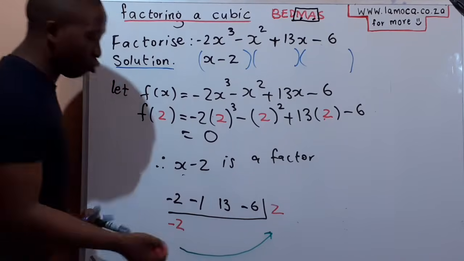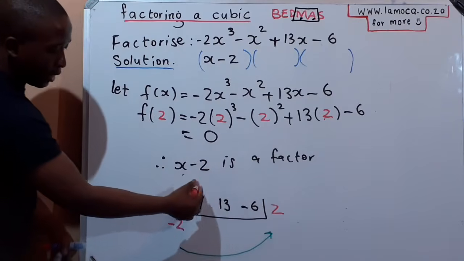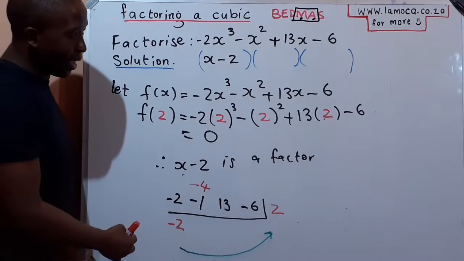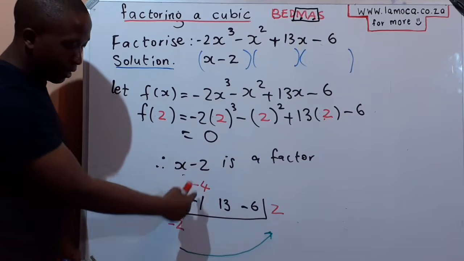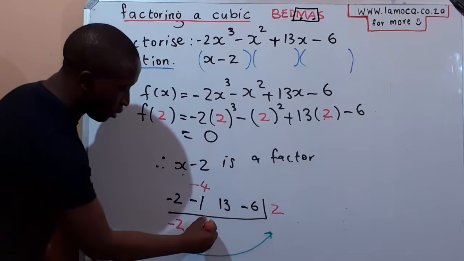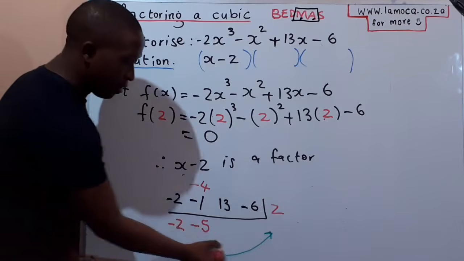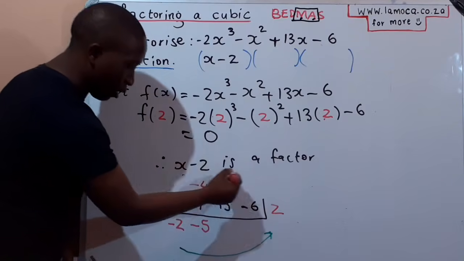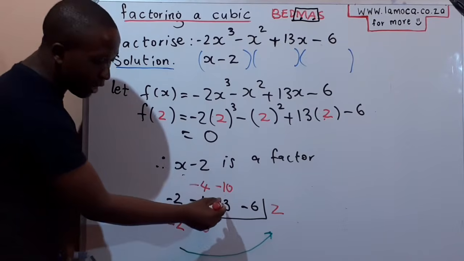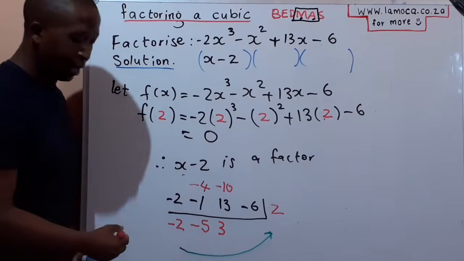-2 multiplied by 2 gives us -4. That -4, I'm putting it here on top of this -1. After multiplying, I'm now going to add. So you add -1 and -4, you're going to get -5. So I'm going to put that -5 here. I'm done. I repeat again. -5 times 2 gives you -10, which we are going to put on top of this one. -10 plus 13 gives you +3, which I'm going to put here below those guys.